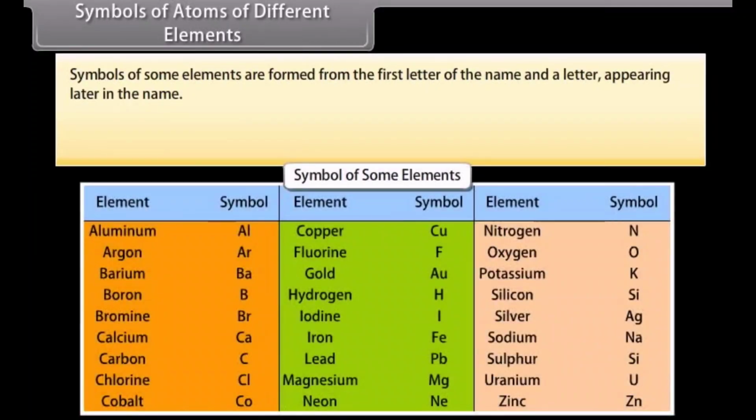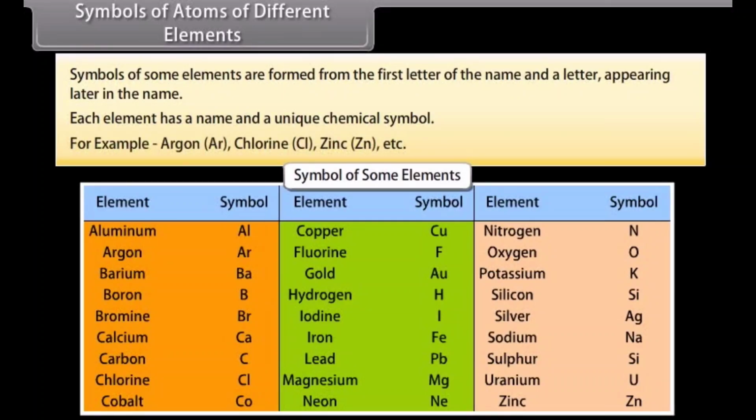Symbols of some elements are formed from the first letter of the name and a letter appearing later in the name. Each element has a name and a unique chemical symbol. For example, argon, Ar, chlorine, Cl, zinc, Zn, etc.